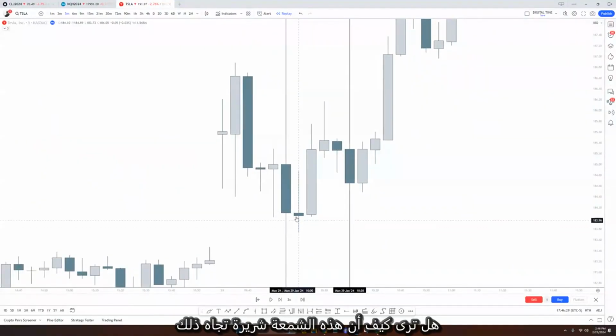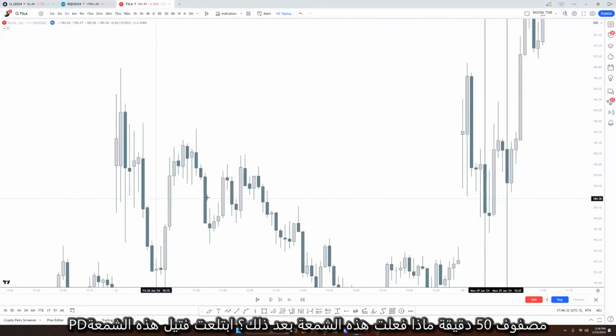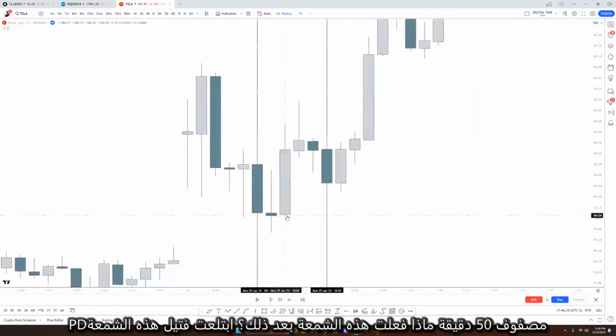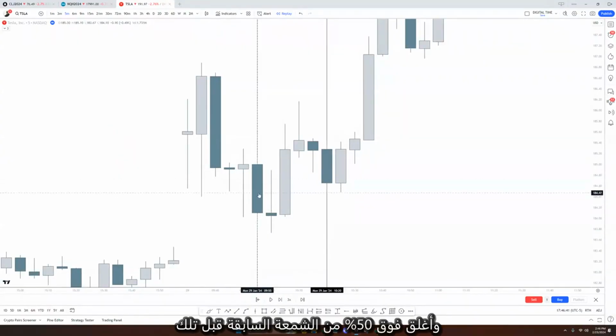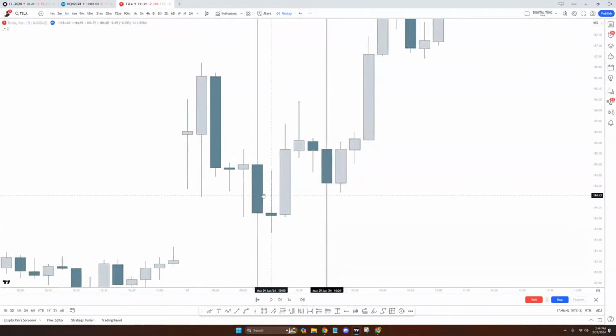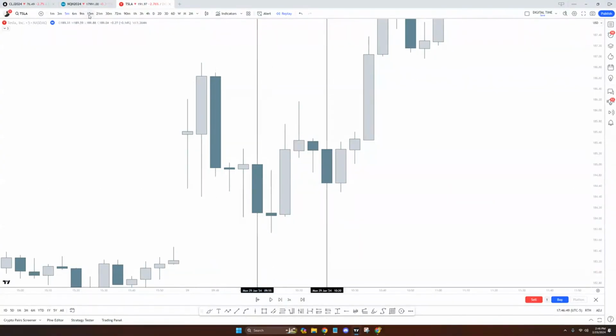Do you see how this candle wicked towards that 50-minute PD array? What did this candle then do? Engulf the wick of this candle and closed above 50% of the previous candle before that one. So at that point, price should not go beneath this order block.